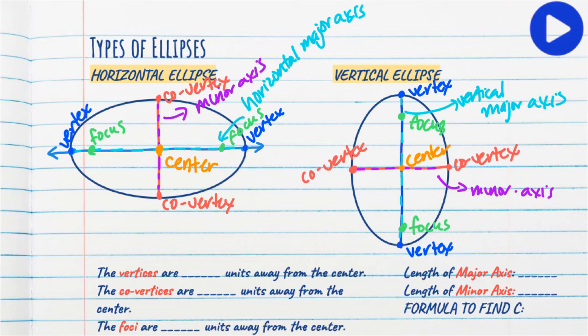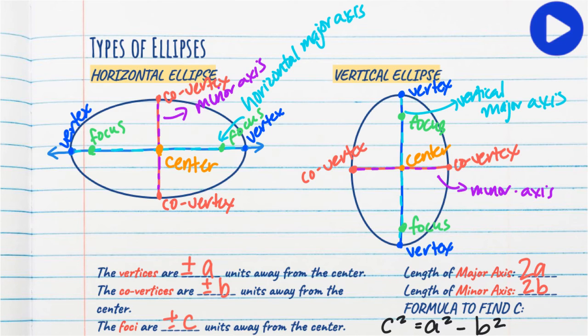So the vertices are plus minus a units away from the center. The co-vertices are plus minus b units from the center. The length of the major axis is 2a. The length of the minor axis is 2b. The foci are plus minus c. And finally, the formula to find c is c squared equals a squared minus b squared.